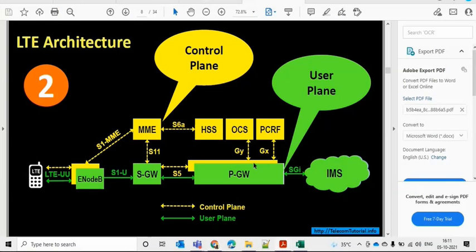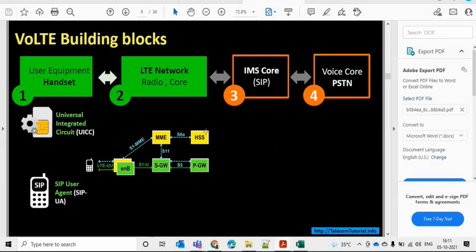Okay, so this is our LTE radio and core. In LTE, the radio network will also come into the picture and the core part will also come into the picture. Core has two things, packet core and circuit core. Our 2G and 3G calls were going on the circuit switched network, but our 4G is on the packet switched network. Everything is IP based in the packet core. Nothing is on circuit.